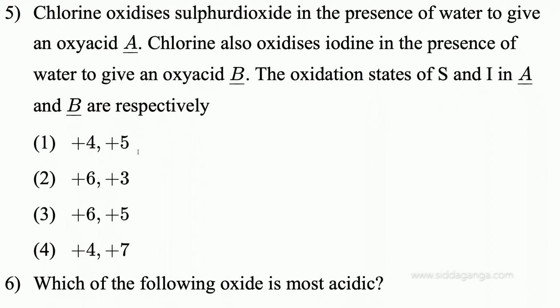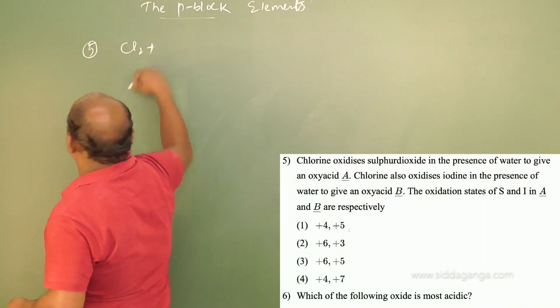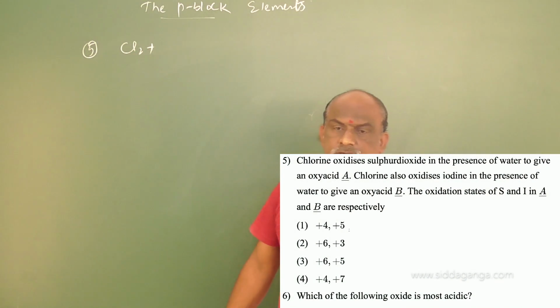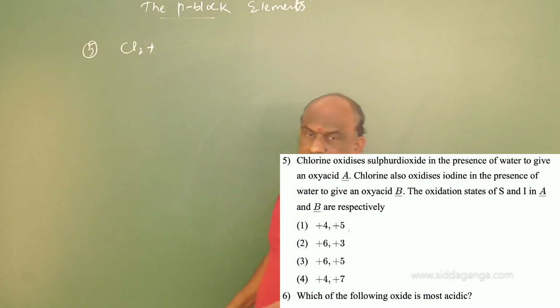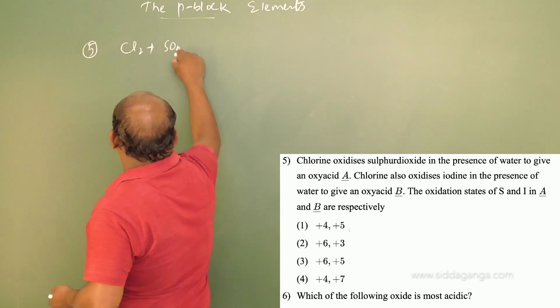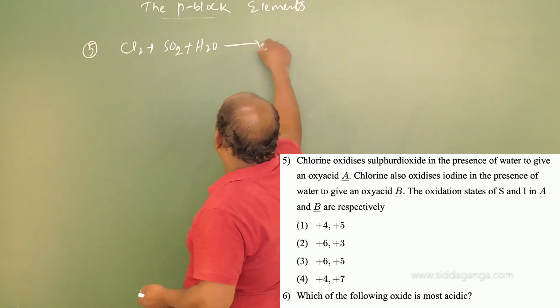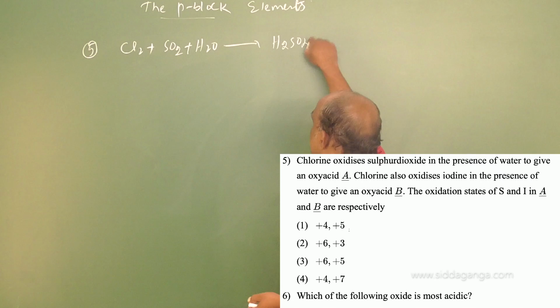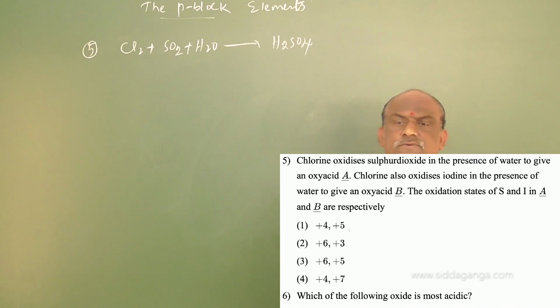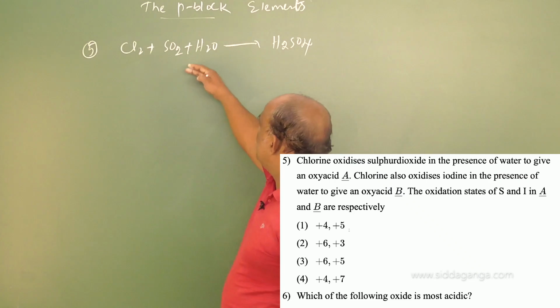So here, chlorine plus sulfur dioxide in the presence of water. What is the compound? We get the compound H2SO4. H2SO4 is called sulfuric acid.